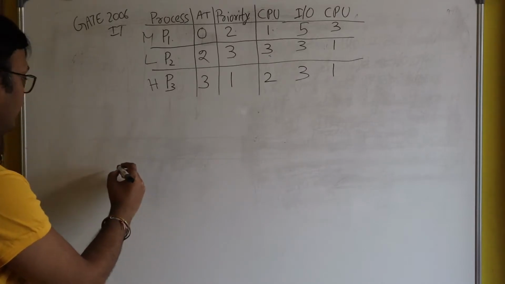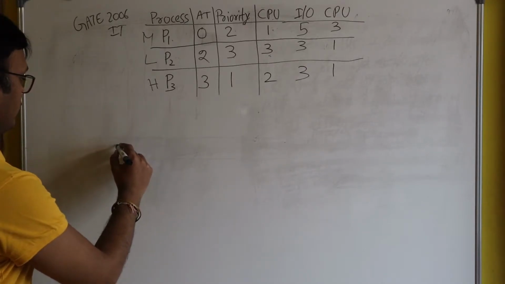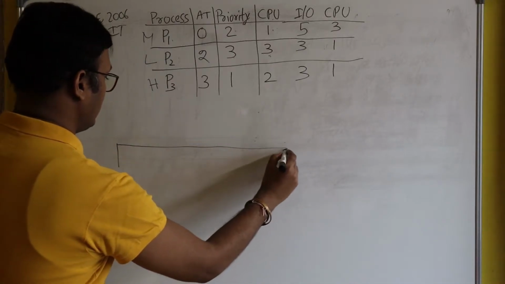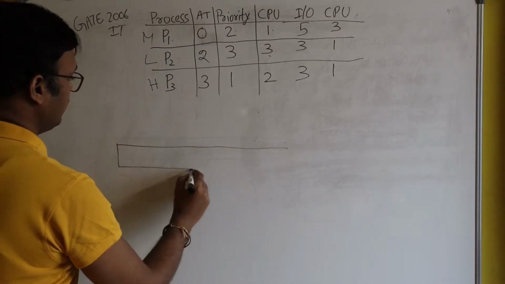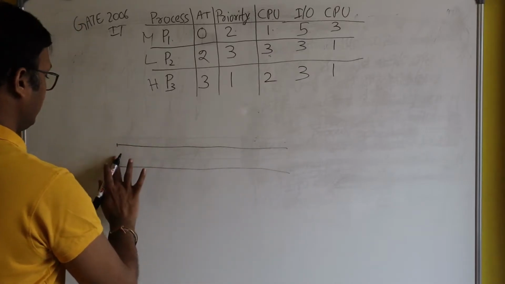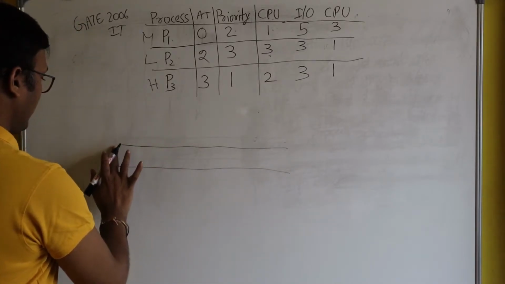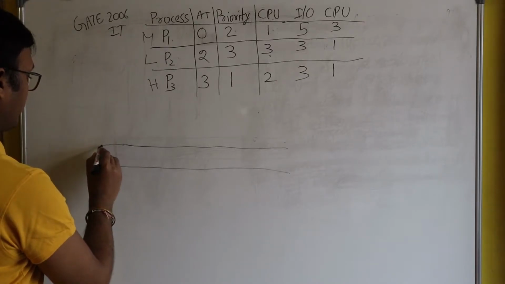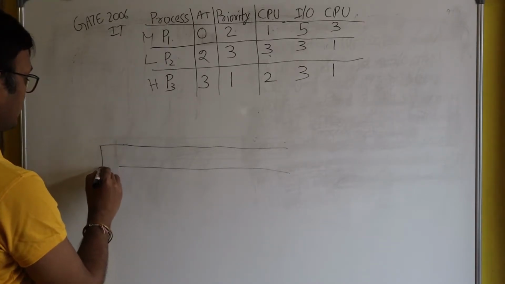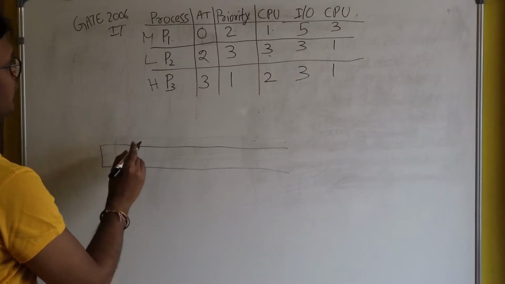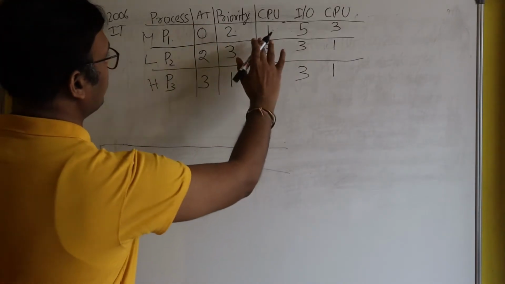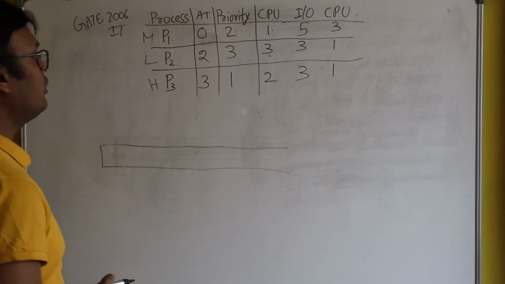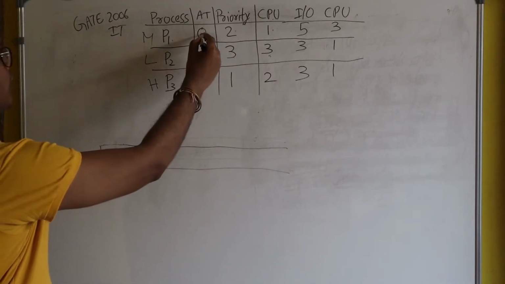So is it visible? I think yes. So here I am drawing the Gantt chart. So just watch it very carefully. It's not a very simple question. No, I won't say it's not a simple question, but the probability of calculation mistake is very high in these types of questions, because here you see priority is also given, moreover 2 CPU bursts are given and also IO is given. Okay.